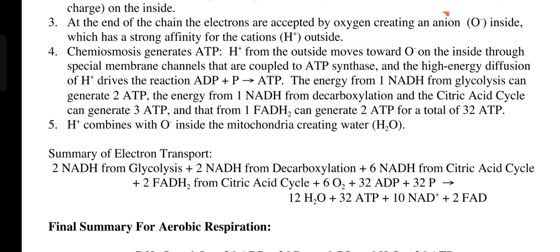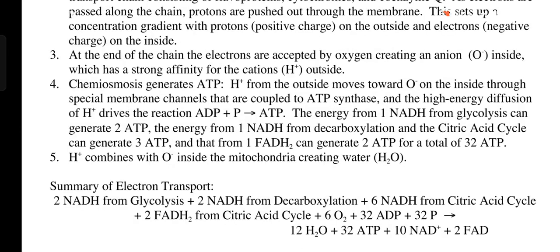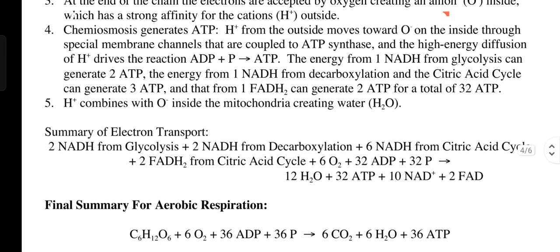Number three, at the end of the chain the electrons are accepted by oxygen, creating an anion, O negative, inside, which has a strong affinity for the cations, H positive, outside. Number four, chemiosmosis generates ATP. H positive from the outside moves toward O negative on the inside through special membrane channels that are coupled to ATP synthesis, and the high energy diffusion of H positive drives the reaction ADP plus P equals ATP.